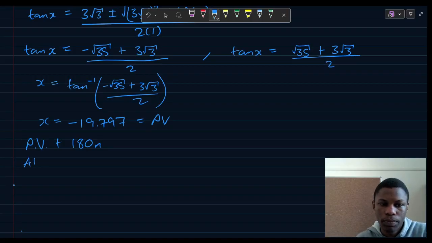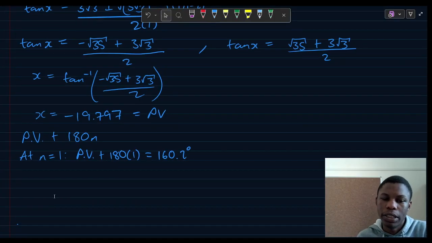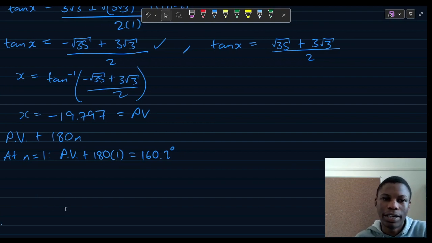So n is an integer, so you can substitute n is 1, n is 2, and so on until you found all the values in your interval. In this case, we only need n is 1 because you find that n is 2 is already too big, it's already beyond 180. So if we do PV plus 180 times 1, we get 160.2 degrees. All right. And so this would be the only solution from this equation here. You can try n is 2, you see that you should get a value outside of your interval.